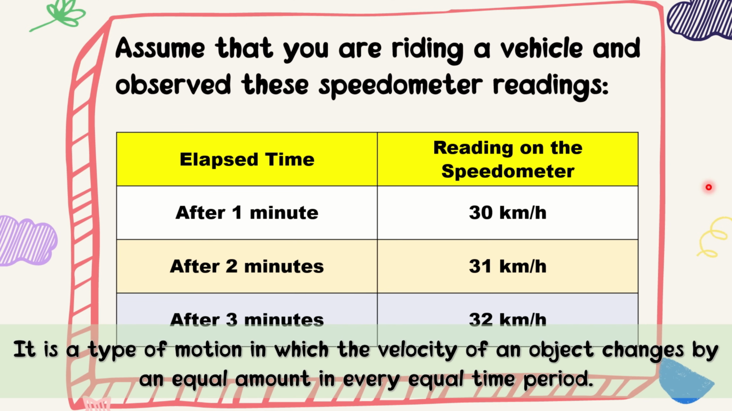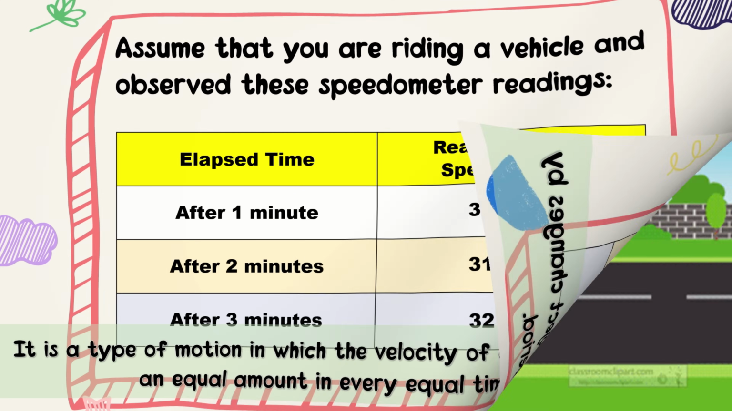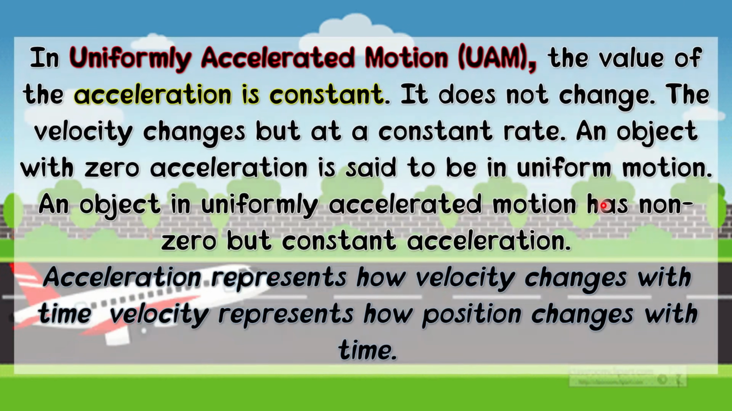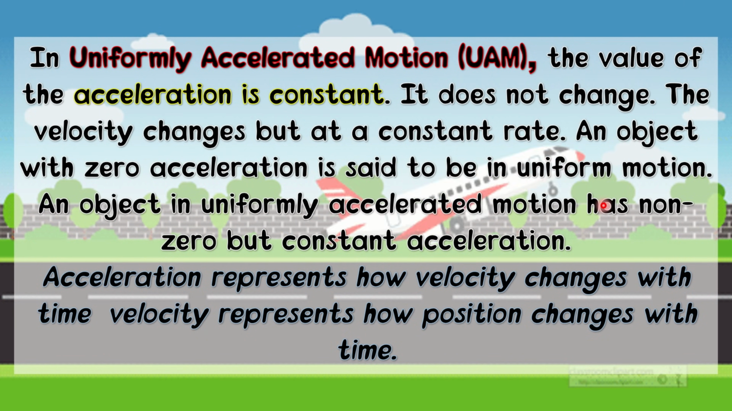It is a type of motion in which the velocity of an object changes by an equal amount in every equal time period, just like this example. In uniformly accelerated motion, or UAM, the value of the acceleration is constant. It does not change. The velocity changes, but at a constant rate.